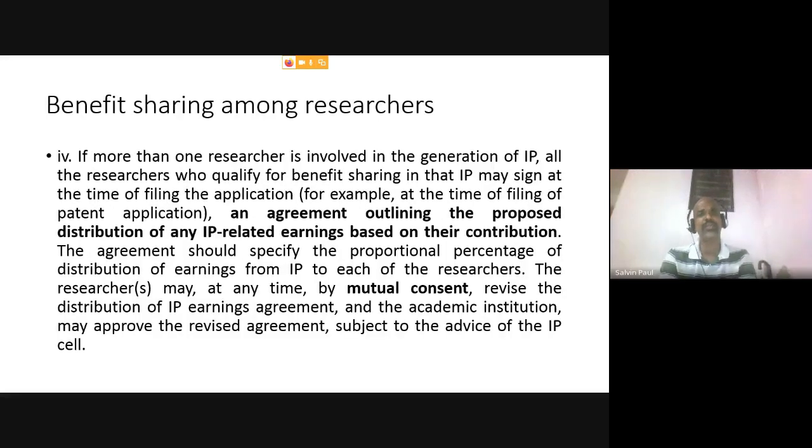Benefit sharing among researchers is also needed, because in a lab there will be a lot of researchers: professors, PhD scholars, master's students, and non-teaching staff, etc.